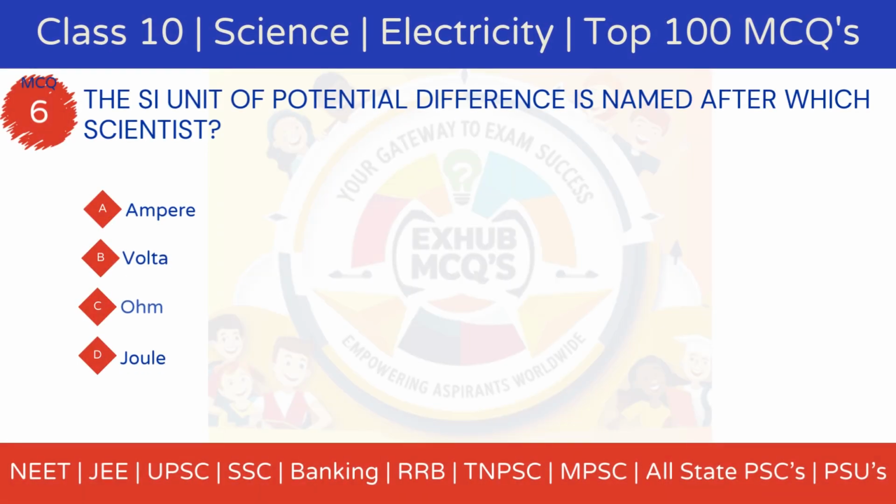MCQ 6. The SI unit of potential difference is named after which scientist? Option A, ampere. Option B, volta. Option C, ohm. Option D, joule.